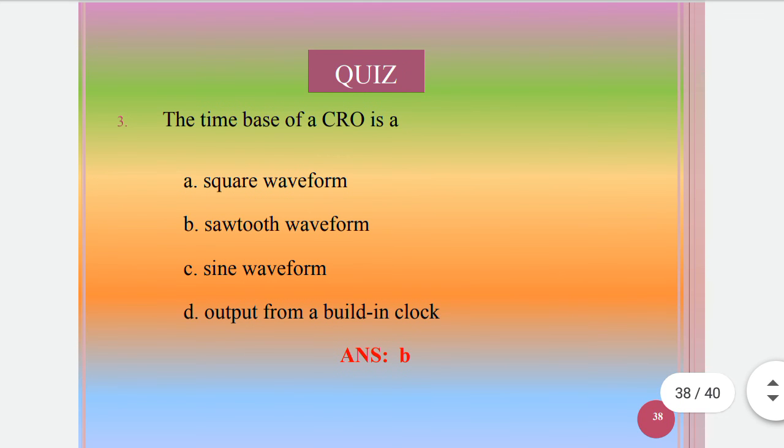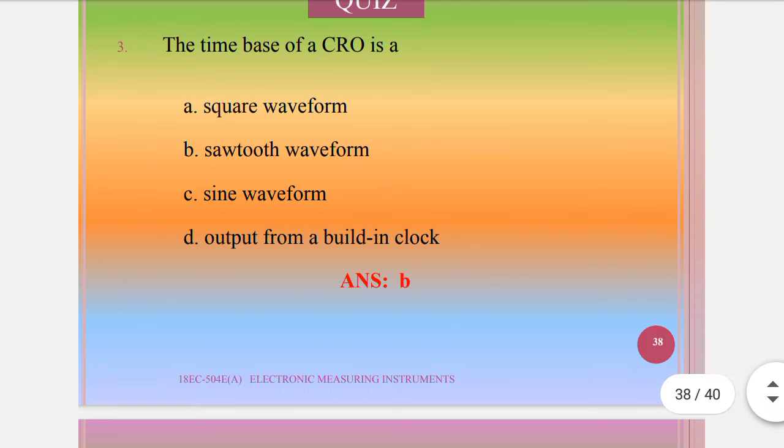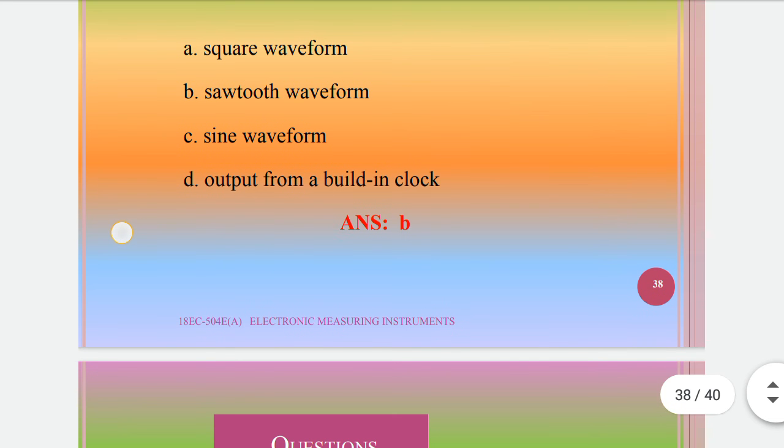The time base of a CRO is dash. A, square waveform; B, sawtooth waveform; C, sine waveform; D, output from a built-in clock. In a CRO, the time base is a sawtooth waveform, so the correct option is B.